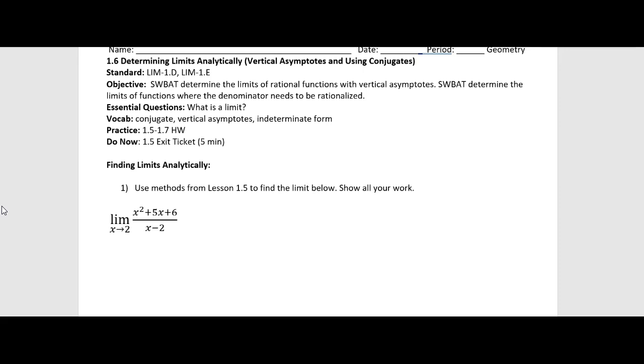Today we're going to look at determining limits analytically, and we're going to specifically look at vertical asymptotes. The second part of this lesson, using conjugates, will be a part 2. I'm not going to try to squeeze everything in. The vertical asymptotes part is, I think, a little bit easier to understand and algebraically easier than using conjugates, so we'll just break those up.